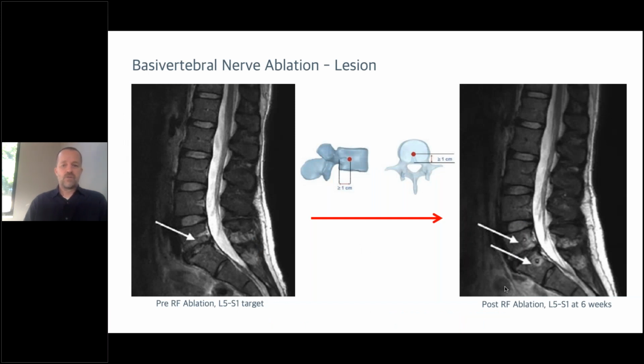This MR shows pre and post MR findings before and after successful basivertebral nerve ablation in a research candidate. And you can see on the right-hand side the increased T2 signal within the bone of the lesion locations corresponding with the location of the basivertebral nerve on the left side MR.